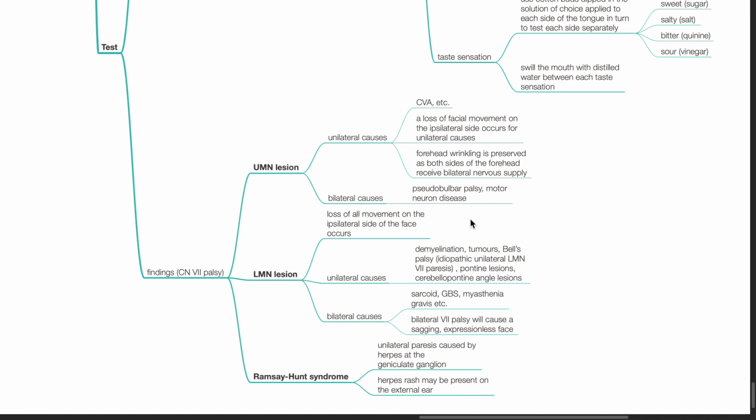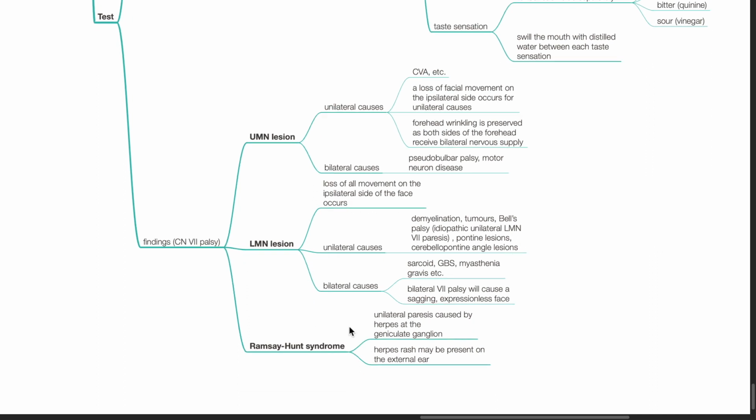For lower motor neuron lesion, there is loss of all movement on the ipsilateral side of the face. Unilateral causes include demyelination, tumors, Bell's palsy, pontine lesions, cerebellopontine angle lesions, etc. Bilateral causes include sarcoidosis, GBS, myasthenia gravis, etc. Bilateral cranial nerve 7 palsy will cause a sagging, expressionless face.